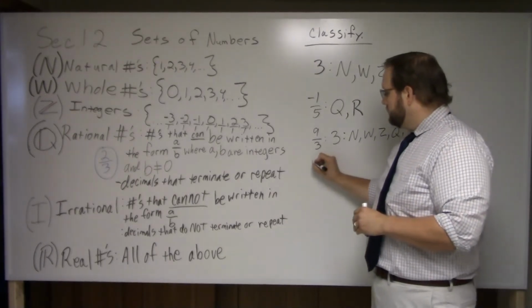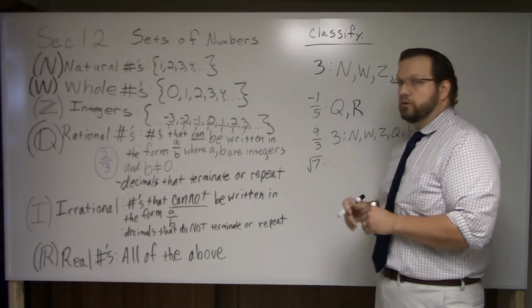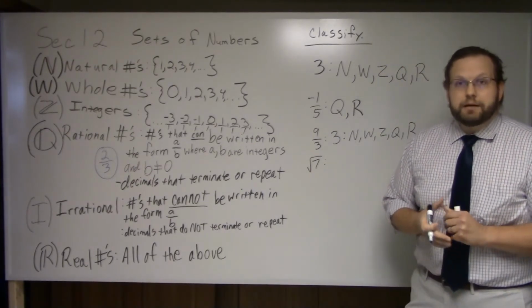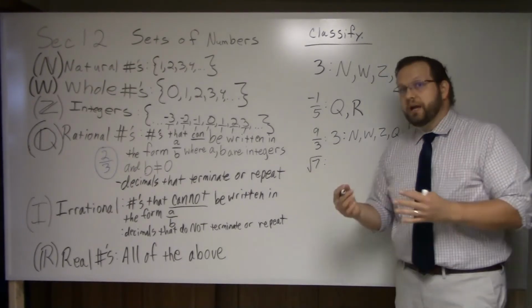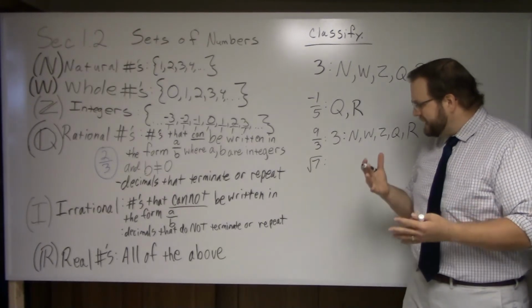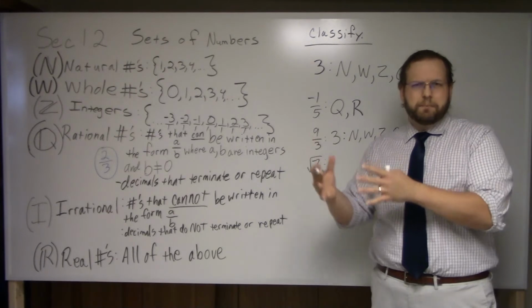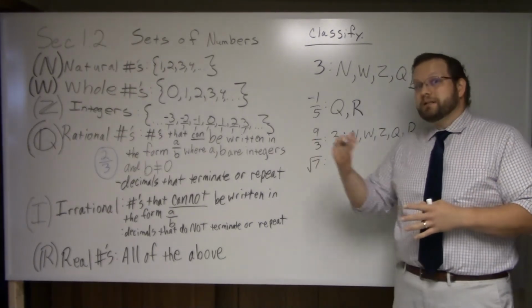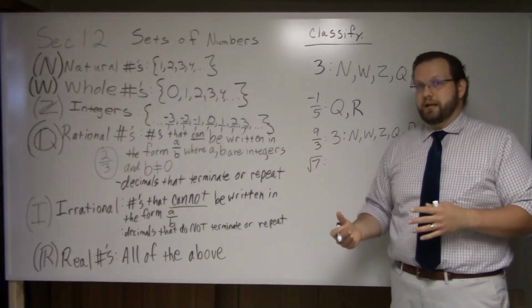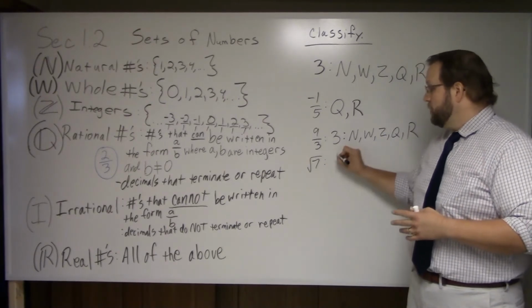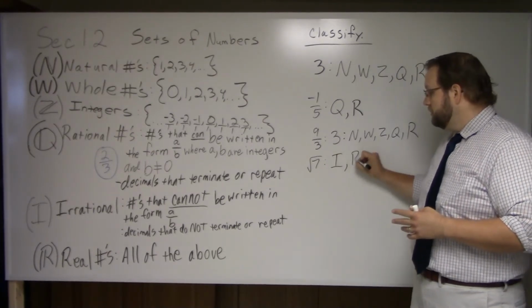Next one. Square root of 7. Okay. Now, square root of 7, if you pick up your calculator on that, you would get something in between a 2 and a 3. It would be like a 2 point something. Okay. But it would be a point something that does not repeat and does not end. So something like this would be an irrational and real.